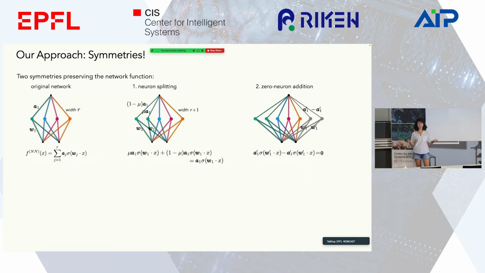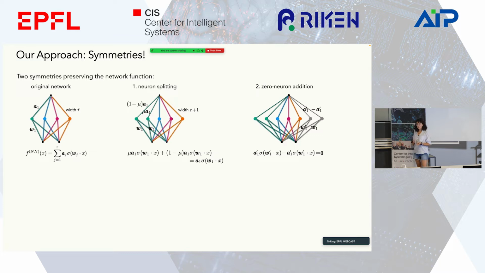And how am I going to do it? I'll use some symmetries. So we'll focus on 2 symmetries preserving the network function. On the left, I'm showing a 2 layer network that has width R. For the sake of today, I'll use 2 layer networks, but the approach generalizes to multiple layers. So we have a width R network with incoming vectors denoted by w_1, 2, 3, and the outgoing vectors by a_i. And I'm showing you here the network function, denoted by f_NN, applied to an input x. Its output is equal to the summation of its neurons, which we see here.